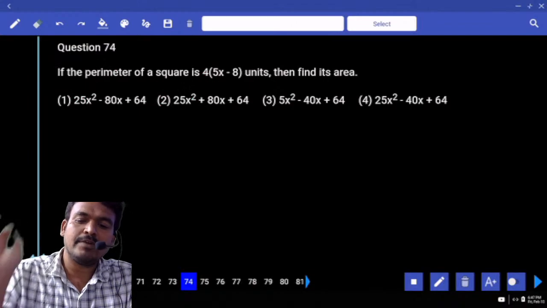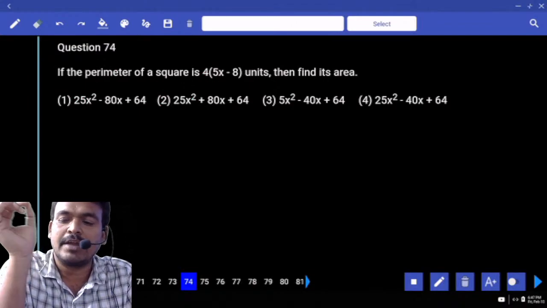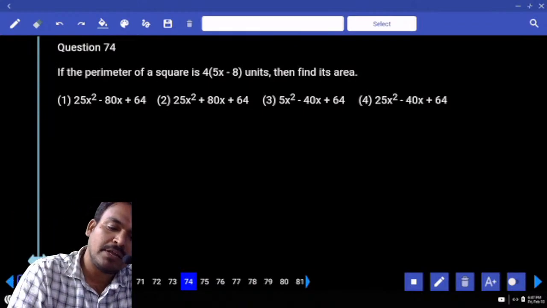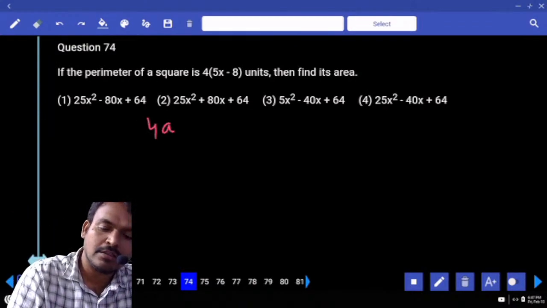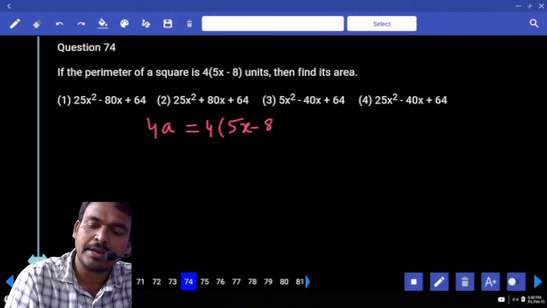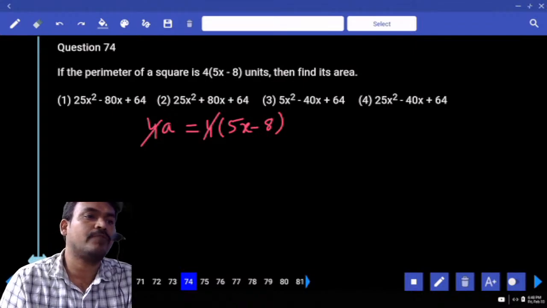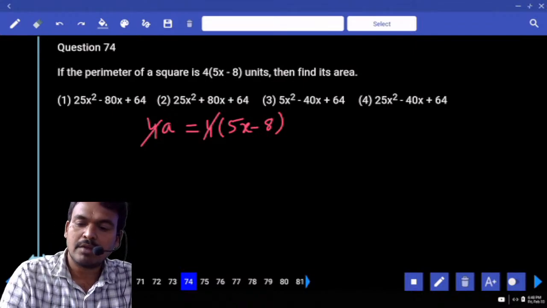If the perimeter of a square is 4 into 5x minus 8. What is the question here? Find its area. What is the perimeter of a square formula? 4a. That is equal to how much? 4 into 5x minus 8. Both sides 4 cancel. A equals how much? 5x minus 8.